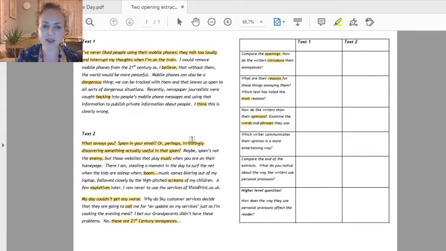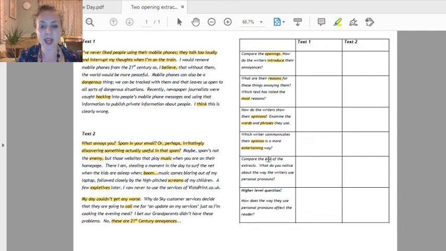So I think in text two, this is how they show their opinion, isn't it? By using words like enemy and boom and screams and nothing could get worse. It's making me swear. We can tell they're frustrated. Okay, which writer communicates their opinion in a more entertaining way? It's up to you. I know which one I prefer. You just need to make sure you back up your opinion.